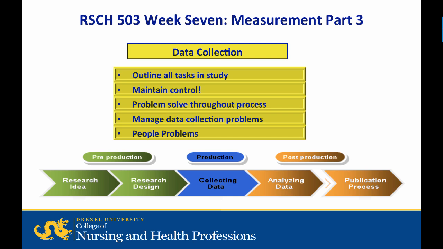As more individuals become involved in a research study, from assistants to administrators to subjects to IRB members, people problems may emerge. The investigator must be skilled in recognizing emerging problems and manage such problems with aplomb. As noted on this slide, the link between pre-production and post-production is a production stage. This is the critical period of data collection according to a well-defined plan.